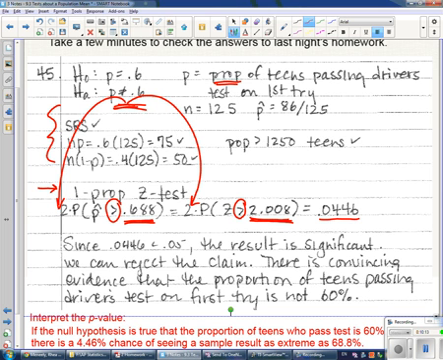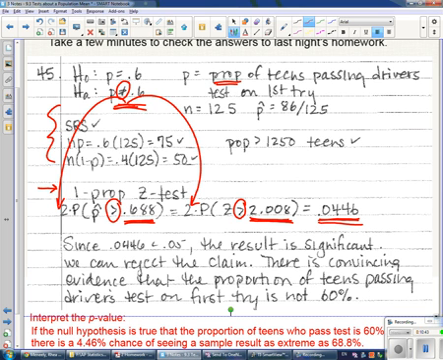But if I'm doing the test on my calculator, I do not need to double the probability. It's already been done for me. Since this value is less than 5%, the result is significant. We can reject the claim. We do have convincing evidence that the proportion of teens passing the driving test on the first try is not equal to 60%. So even though my sample result was greater than 60%, I don't get to conclude that. I can only refer back to my alternative, which said that we suspected that the percentage was not 60%.